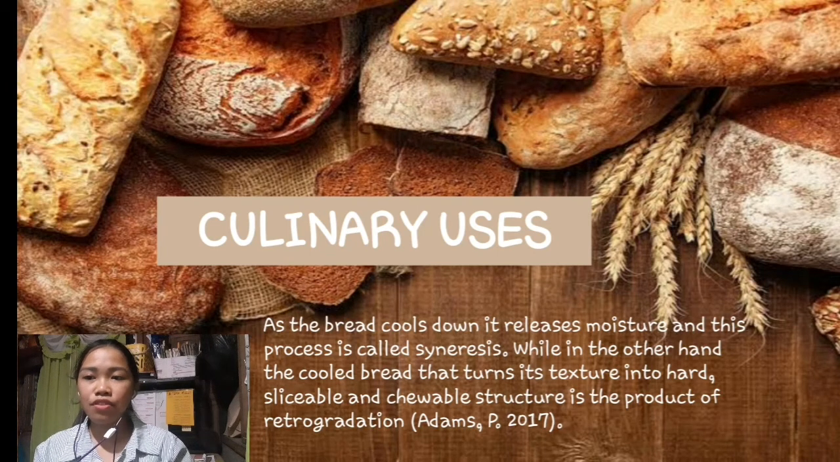For example, freshly baked bread smells incredible out of the oven. Before you cut it, you let the loaf cool to get its desirable texture. But in those minutes that we wait, syneresis and retrogradation actually happen. As the bread cools down, it releases its moisture, and this process is called syneresis. While on the other hand, the cooled bread turning into a hard, sliceable, and chewable structure is the product of retrogradation.